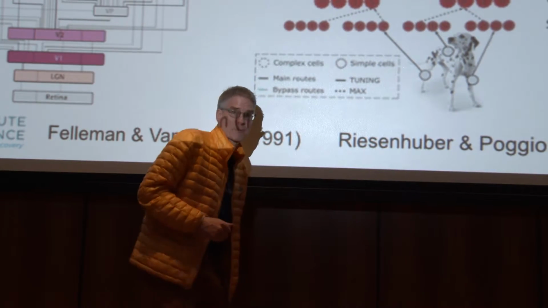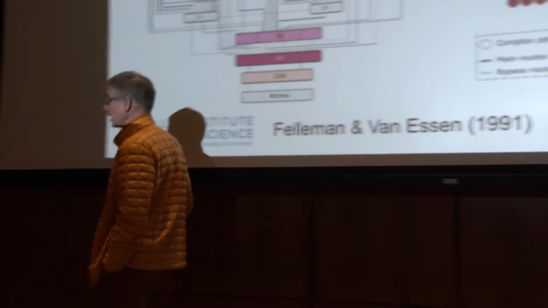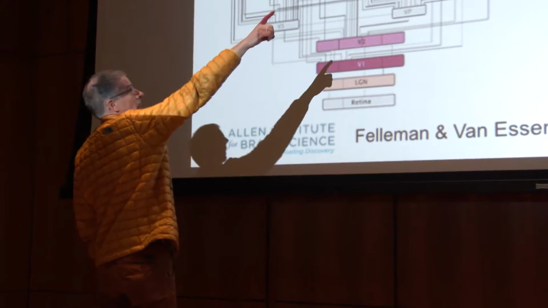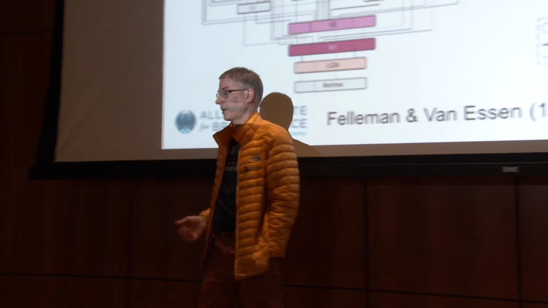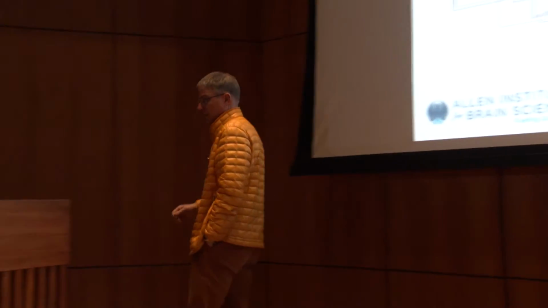You repeat that a number of times until you finally get to the stage where you have things like faces versus dots, and where you can also have neurons that respond to Jennifer Aniston or to anybody else who you're very familiar with.